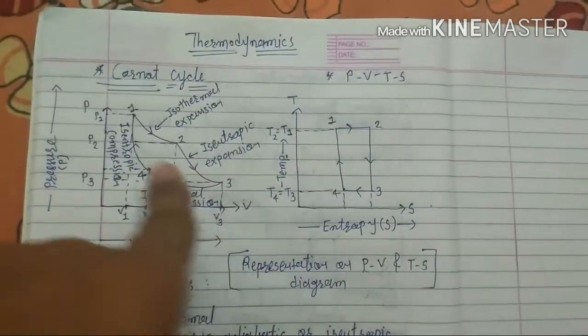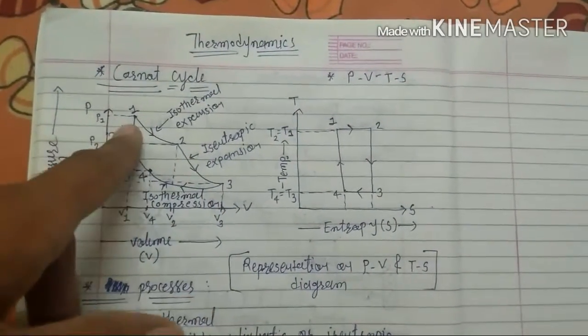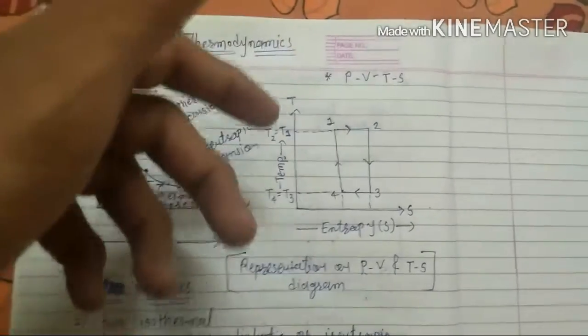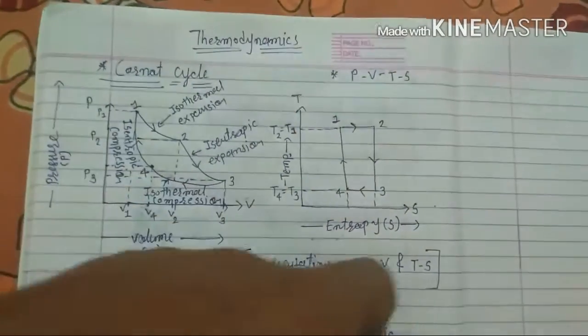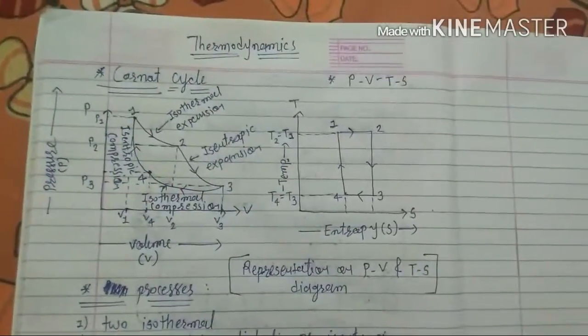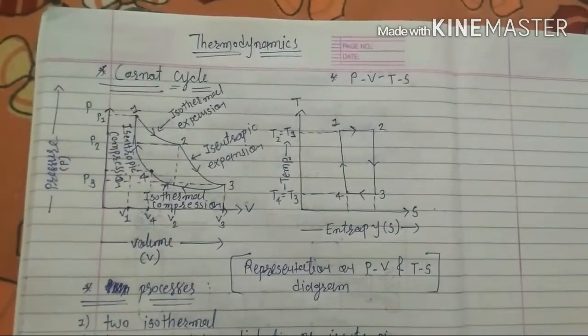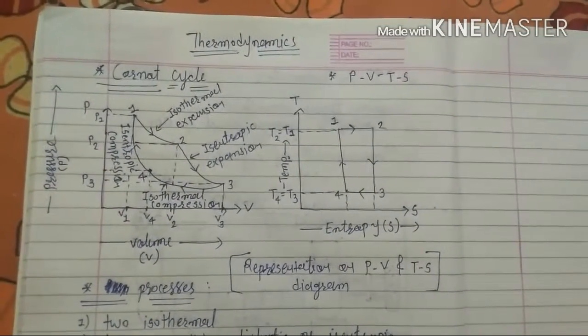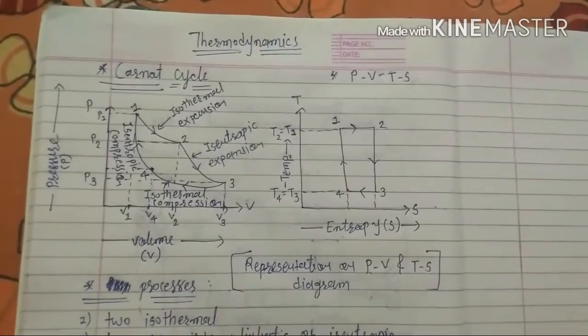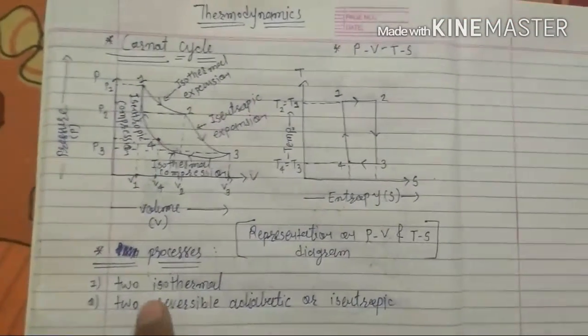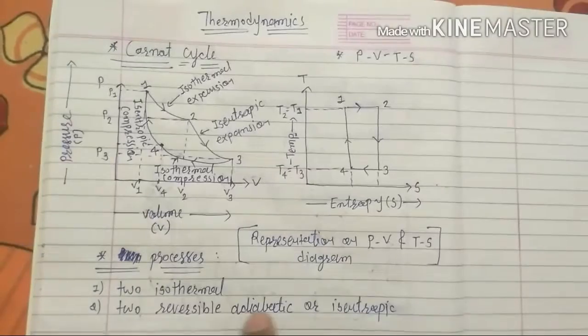Now let's get started with the Carnot cycle. Who invented the Carnot cycle? The Carnot cycle was devised by Nicolas Leonard Sadi Carnot to analyze the problem of the efficiency of a heat engine. Basically, the Carnot cycle consists of two isothermal processes and two reversible adiabatic or isentropic processes.